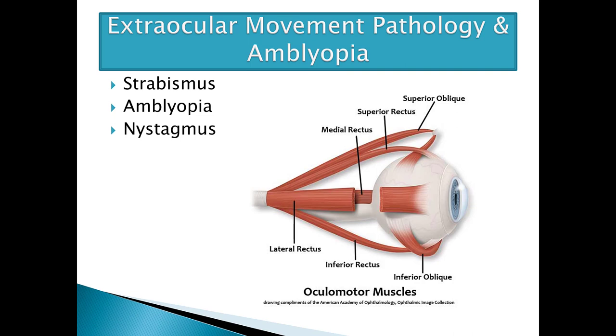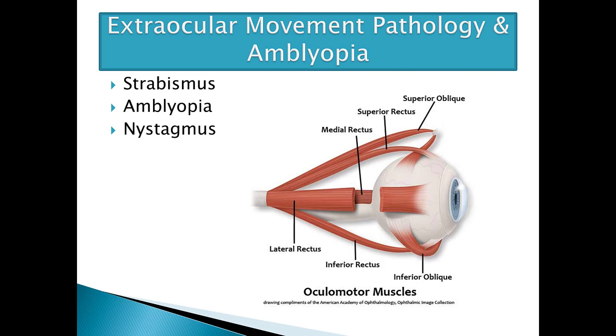This next section is extraocular movement pathology, or disconjugate gaze pathology as another term for it, and amblyopia. These are two distinct conditions, but they kind of go hand in hand, and I'll explain that to you in a little more detail in just a bit. What we're going to talk about in this lecture series is strabismus, amblyopia, and a sign called nystagmus. The picture in this slide is just a reminder of the rectus muscles and the oblique muscles and where they attach on the eye.